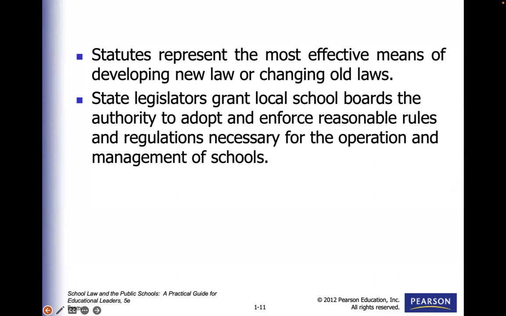And this is because of the 10th Amendment that Megan talked about, where the Constitution didn't say anything about giving power to the federal government for education. So that's why state legislators are giving local school boards the ability to make policies and statutes, as long as they don't go against the Constitution or other federal law.